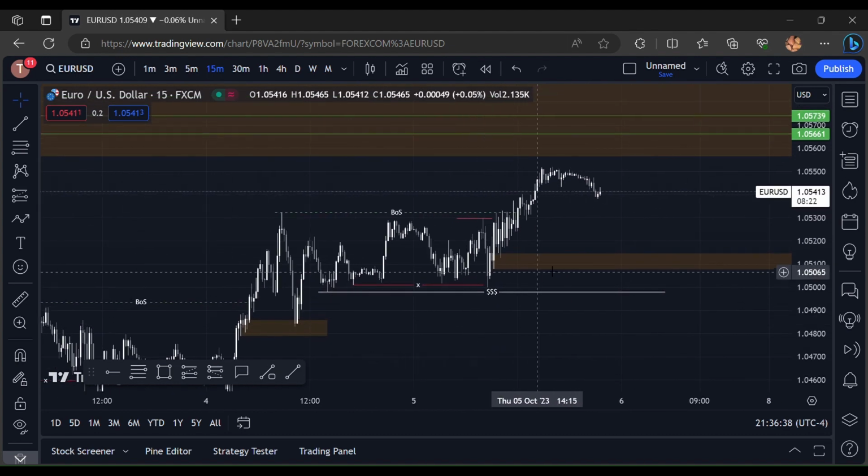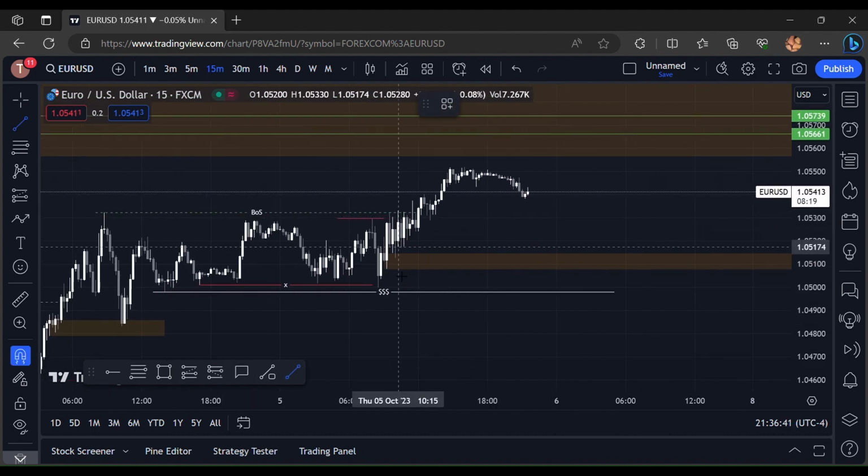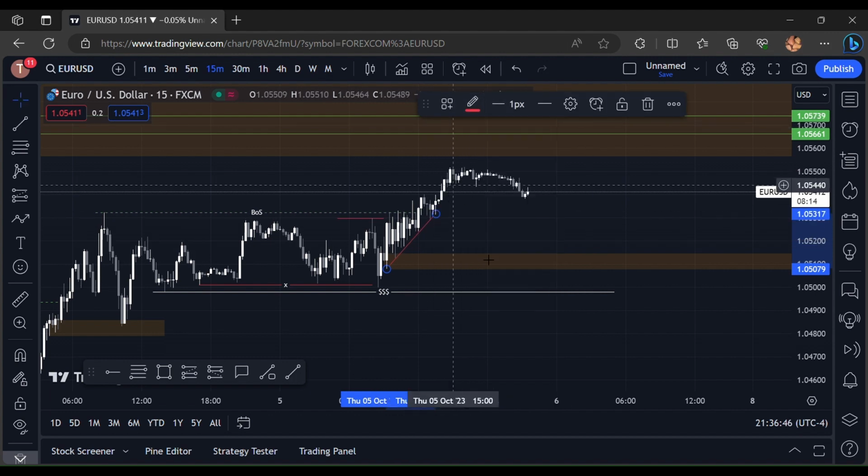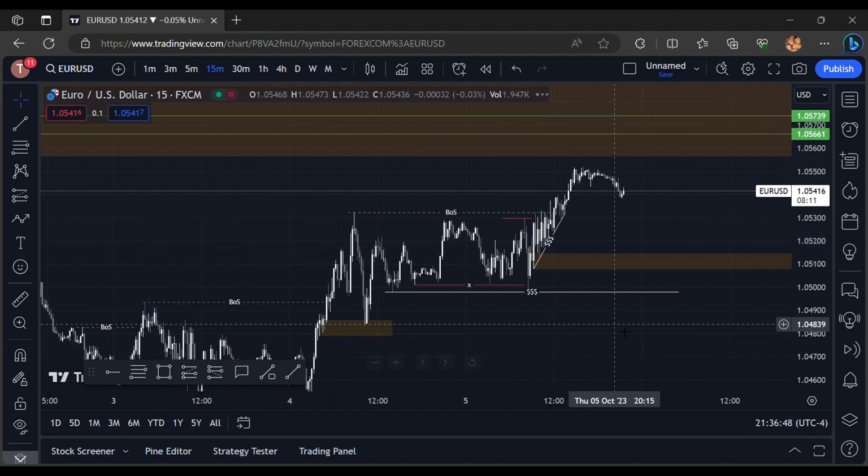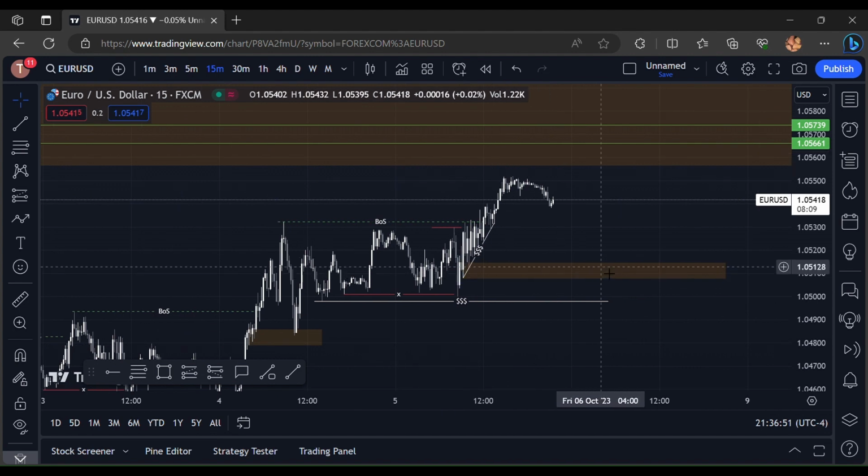Currently, we are accumulating, and we have accumulated a huge liquidity over here, trendline liquidity. So most probably we are going to come down and we are going to retrace from this level. But be cautious about your trades.